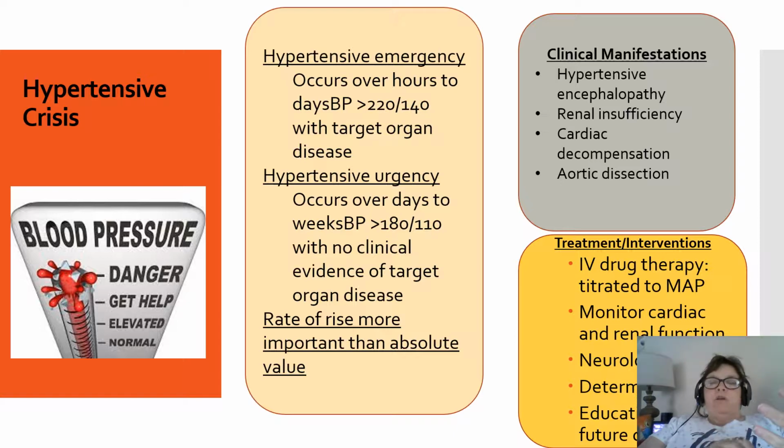They may be placed on oral medications, or we may give them IV medications to try to lower their blood pressure. And one of those we do is a vasodilator, and it's nitroprusside, or you might have heard it called nipride. So we will use that often in a hypertensive crisis. If that's the case, they need to have an arterial line and they need to be in the ICU.